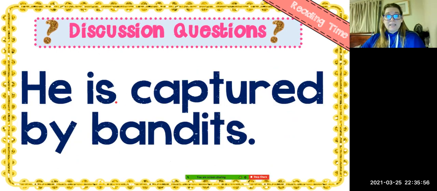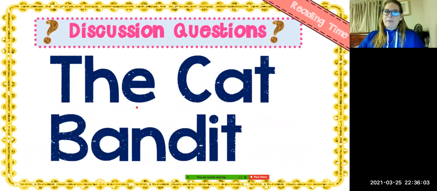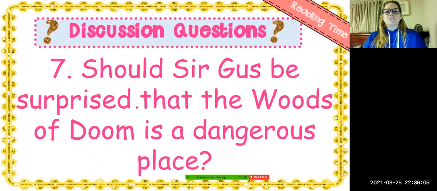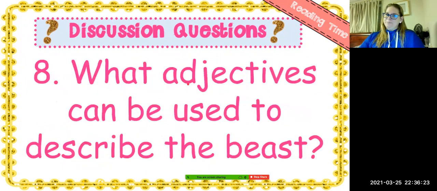He is captured by the bandits. What other stories have we read about bandits? The cat bandit. So, should Sir Gus be surprised that the Woods of Doom is a dangerous place? I mean, think of the word, the title, Woods of Doom. No, doom is a word for bad fate or failure. He should have known. So, what are some adjectives that can be used to describe the beast?